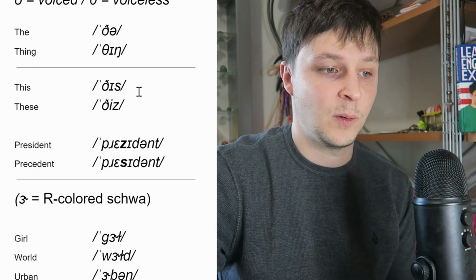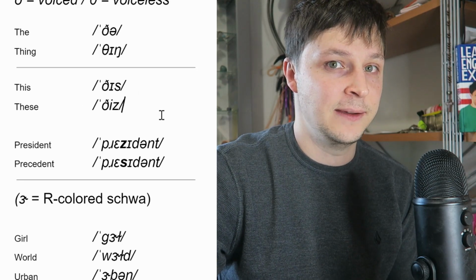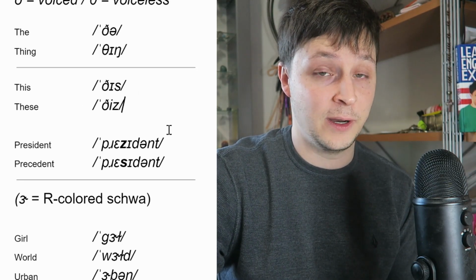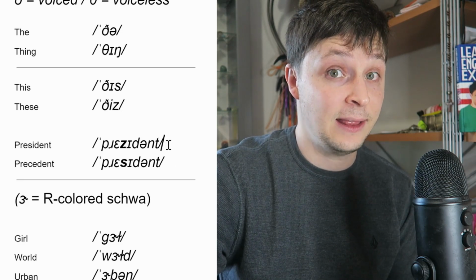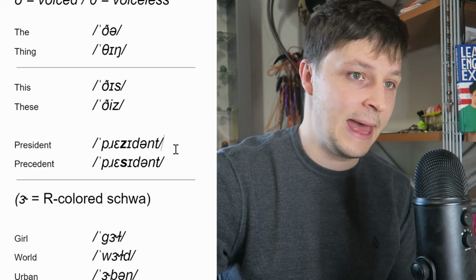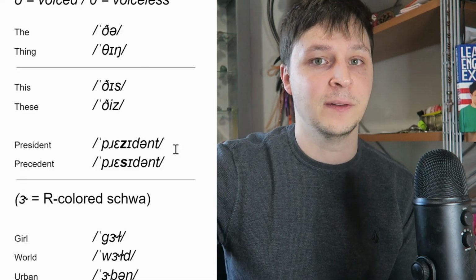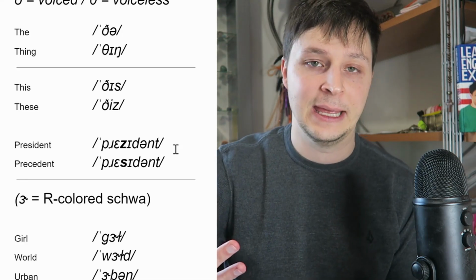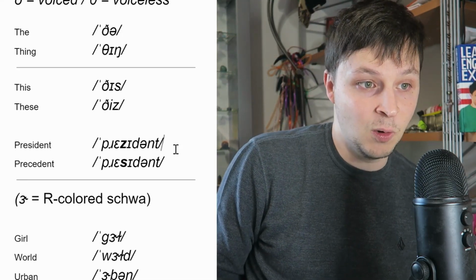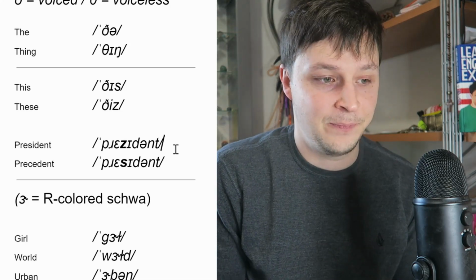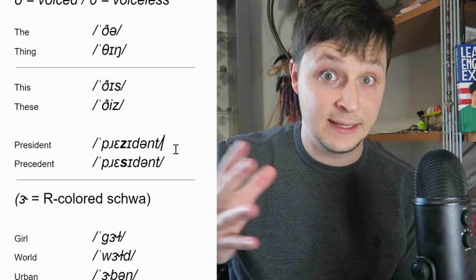Okay? So that S-Z difference is sometimes difficult for Italians because in Italian, there is no difference. The S and the Z are called allophones. So there's no difference in meaning. If I say casa or casa, it's the same in Italian. In English, we distinguish those.